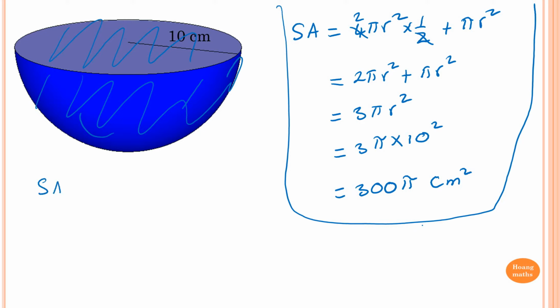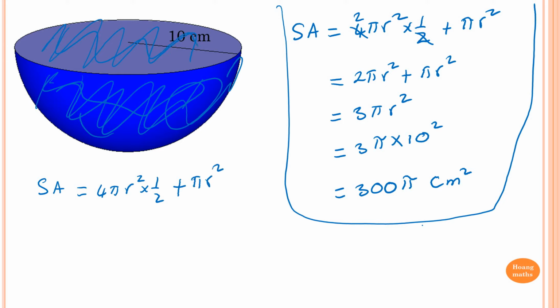So first of all, surface area is 4 pi r squared times a half, which gives you the curve here. And then you add the top, which is a circle, pi r squared. So I can simply put them in, which is 4 pi times 10 squared times a half, add pi times 10 squared. Of course, you can simplify now, or you can just use a calculator. To work it out using a calculator, I'll show you.